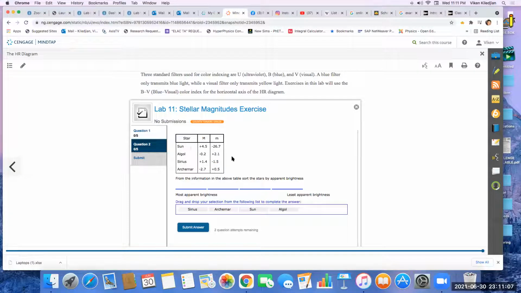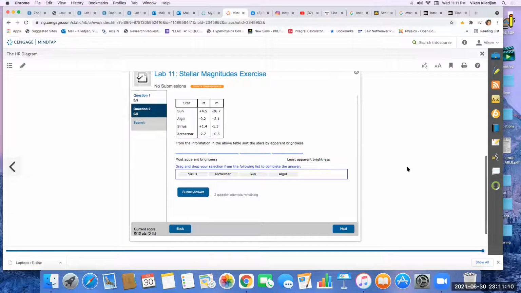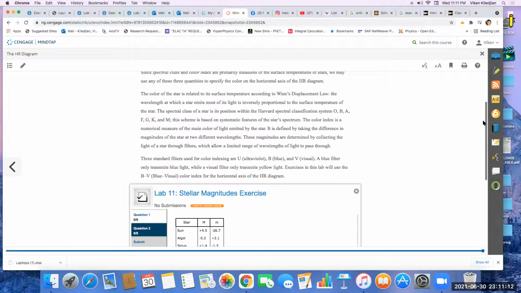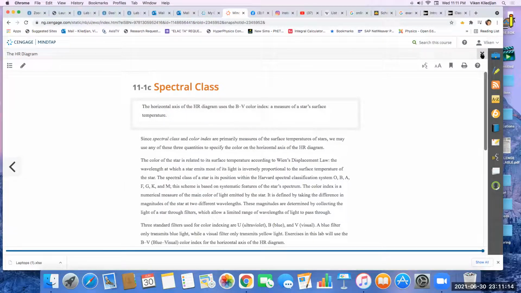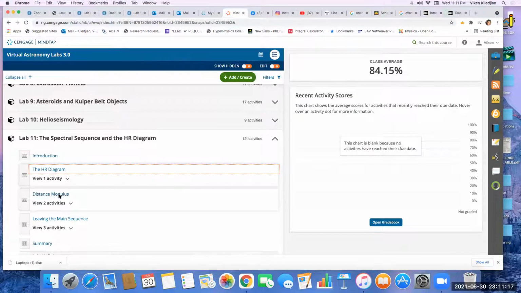Okay, so for that one, you take 2 pictures of your results. And I think that's it for that. So then exit this out. Distance modulus.